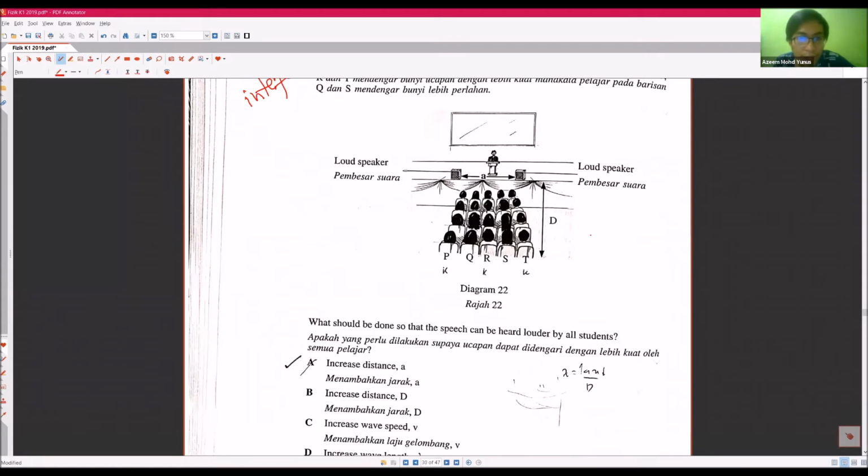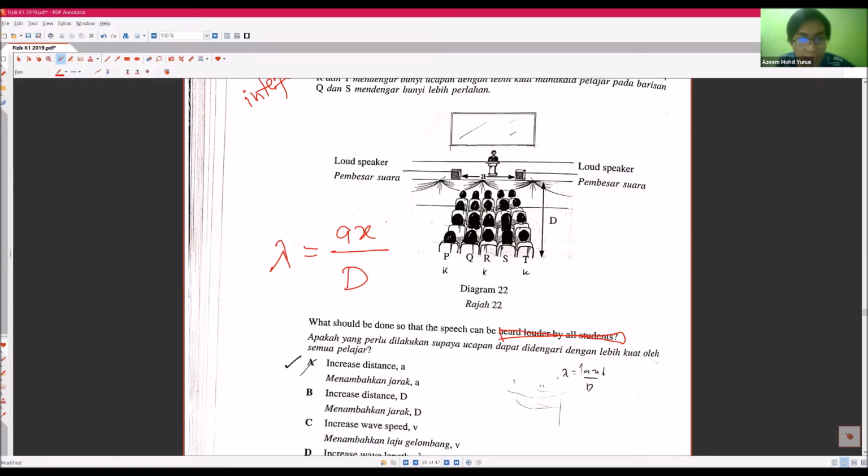Loudspeaker, okay. What should be done so that the speech can be heard louder for all students? So the formula is actually lambda equals aX over D. A is the aperture, X is the distance between consecutive nodal lines or anti-nodal lines, D is the distance between the source and the screen or the student itself. So we should change them.